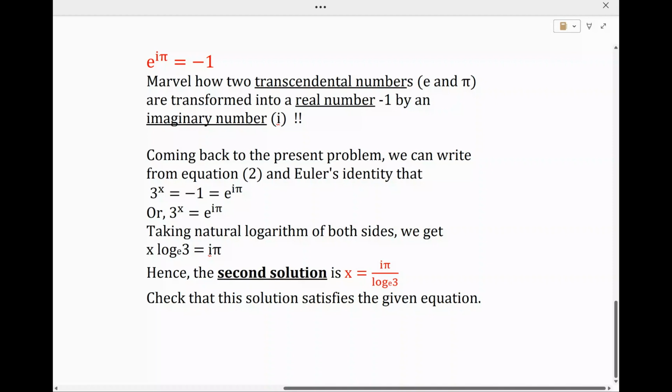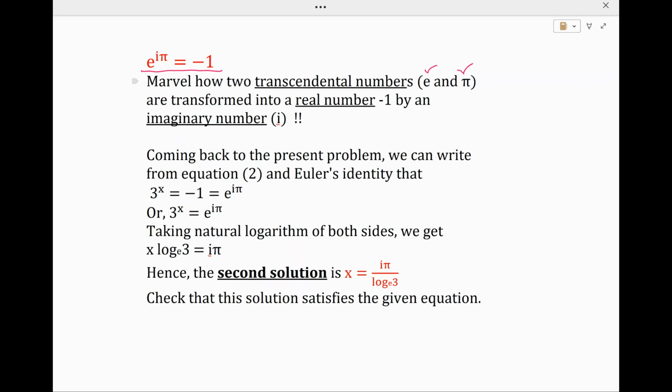Again, Euler's identity is e to the power of i pi is equal to minus 1. Marvel how two transcendental numbers, that is e and pi, are transformed into a real number minus 1 by an imaginary number, that is i.